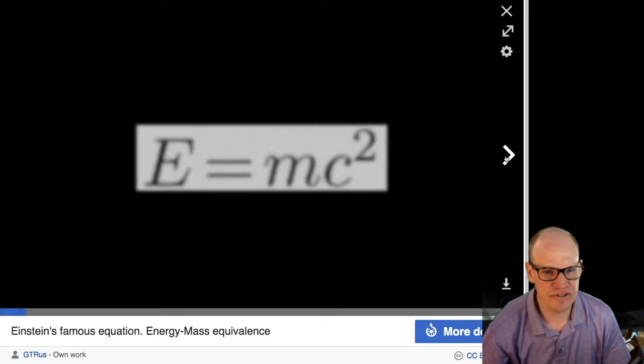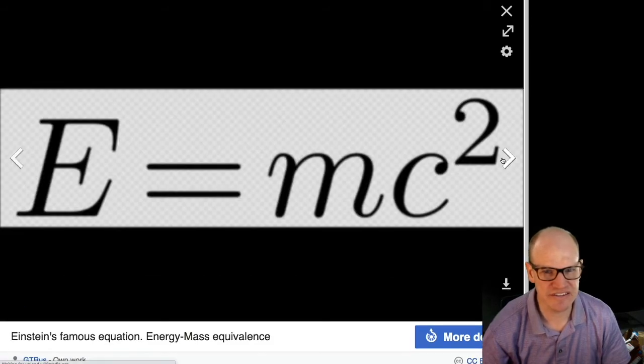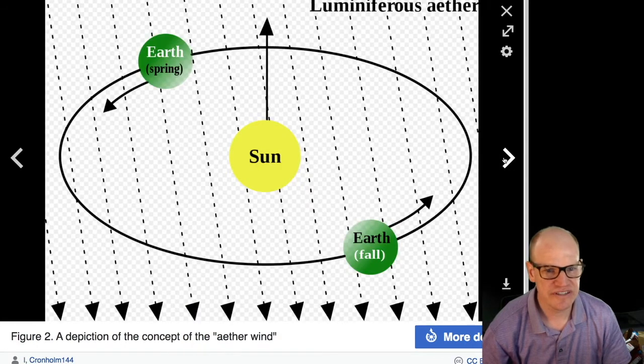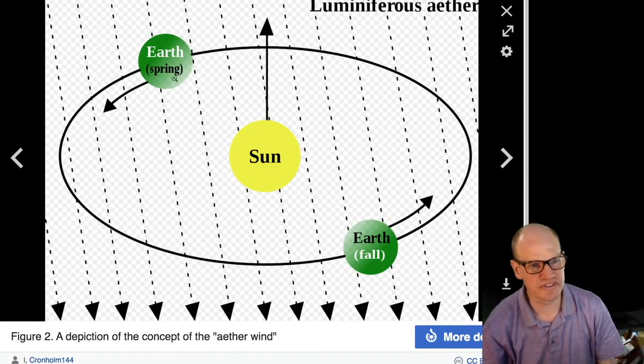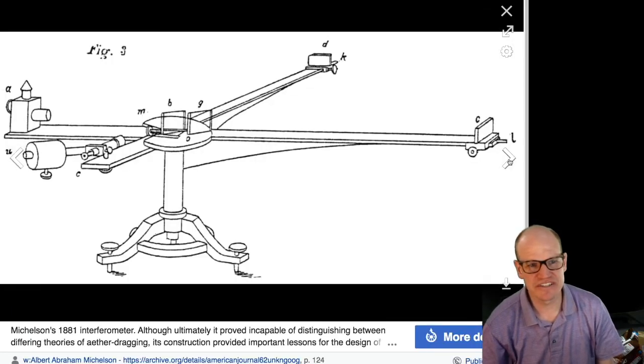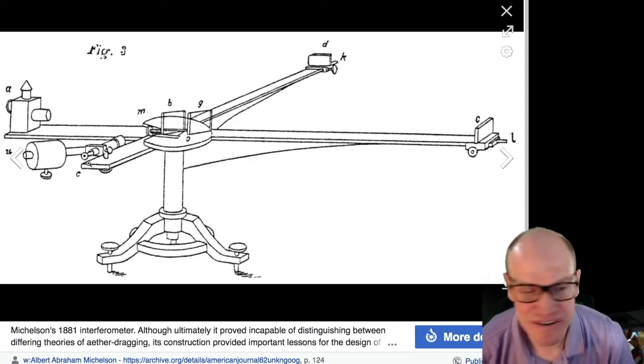Does it show up on this? It is not that. That is Einstein's equation. This is the picture that we already drew with the sun going around in the spring and the fall. It turns out they didn't need to do it. This is the original design of the Michelson interferometer. Okay, so he has a lamp right here. He's got the beam splitter. He's got these mirrors at the other ends. And then it comes back and here's his detector right there that you peer through with your eyeball like that.